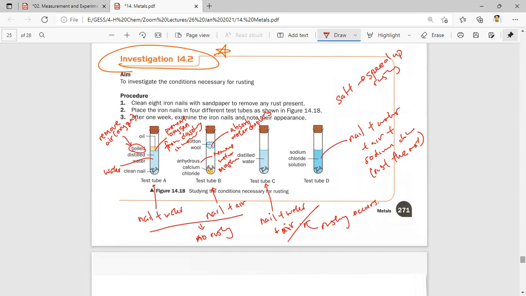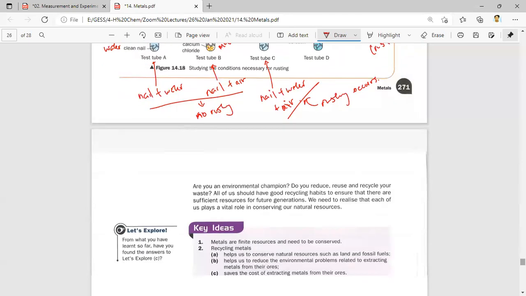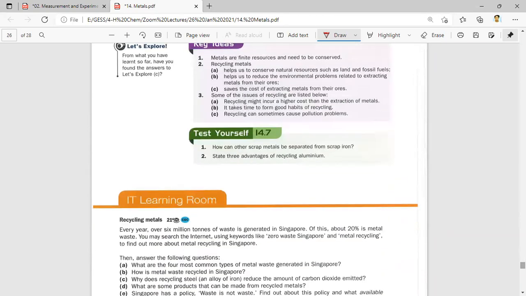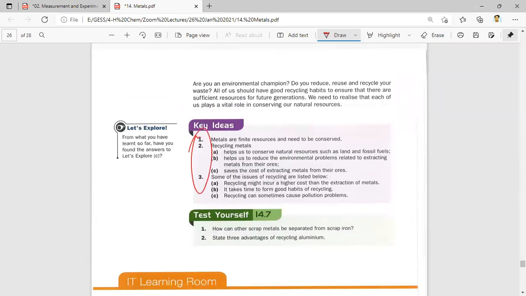What I missed out in between here, sorry, never mind, because in the last part, which is 14.7, you just need to remember this. In 14.7, there's a lot of description, but the main few points that you must remember are already summarized in the key ideas. So by looking at the key ideas, you'll be safe.